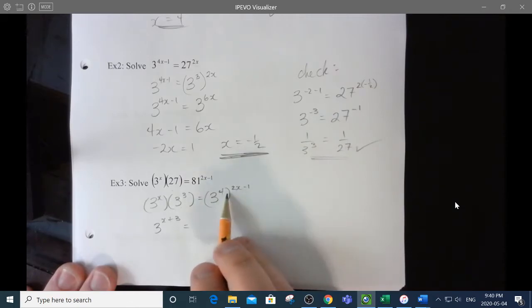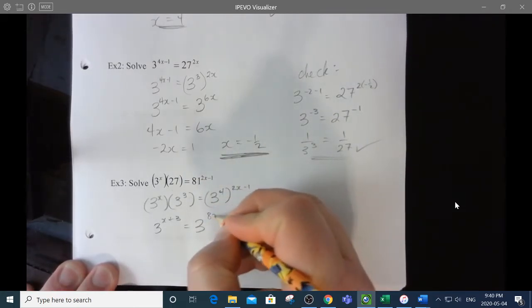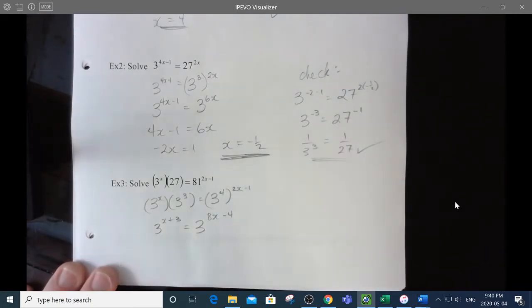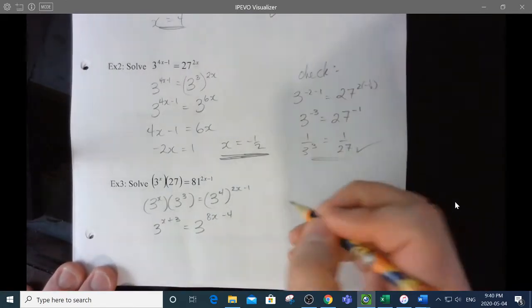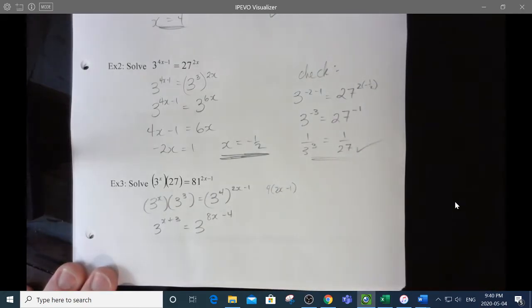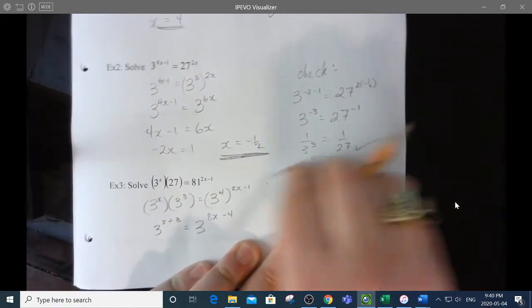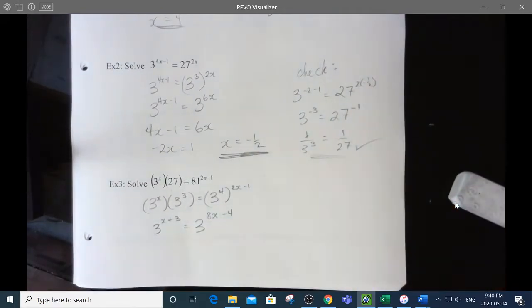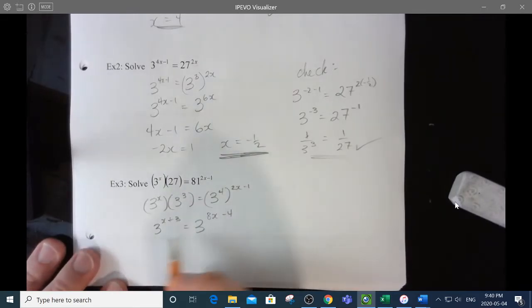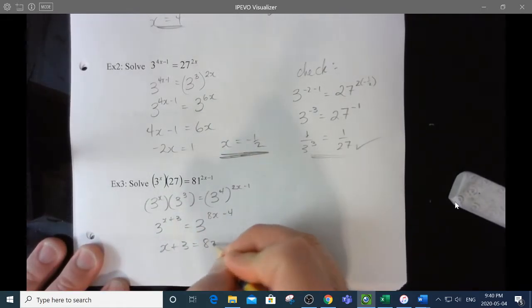And what do I do with these guys? Oh yeah, when you take the power of a power, you multiply their exponents. And think about what I just did. I just did 4 times 2x minus 1 and distributed it like that. That's going to clutter up my work. I want to save that space for when I do my check. There. So now I can say that because the bases are the same, I can just make a new equation.